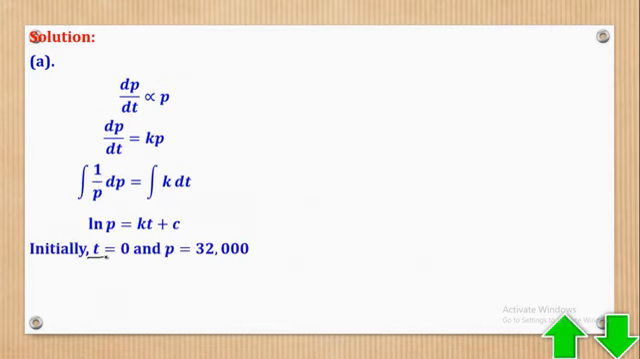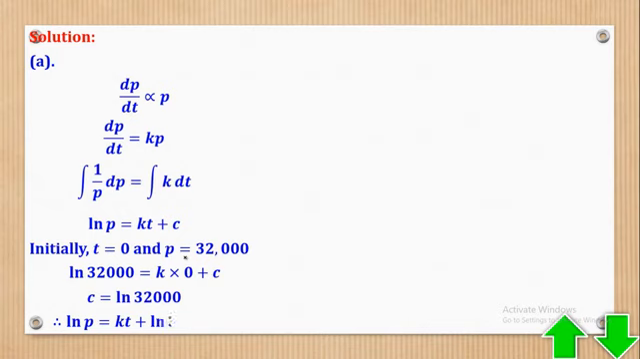Now there are some conditions which are given. They say that initially P is equal to 32,000. So when T is equal to 0, P is 32,000. So come and substitute for T and P to come up with the value of C as that. So this equation becomes that.